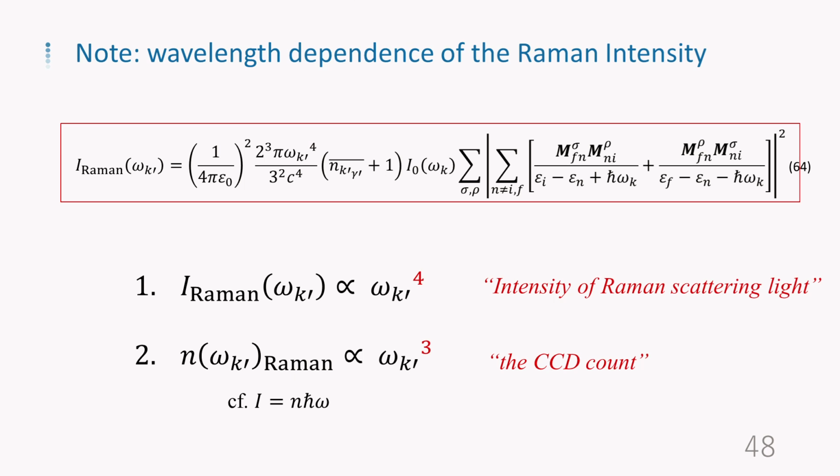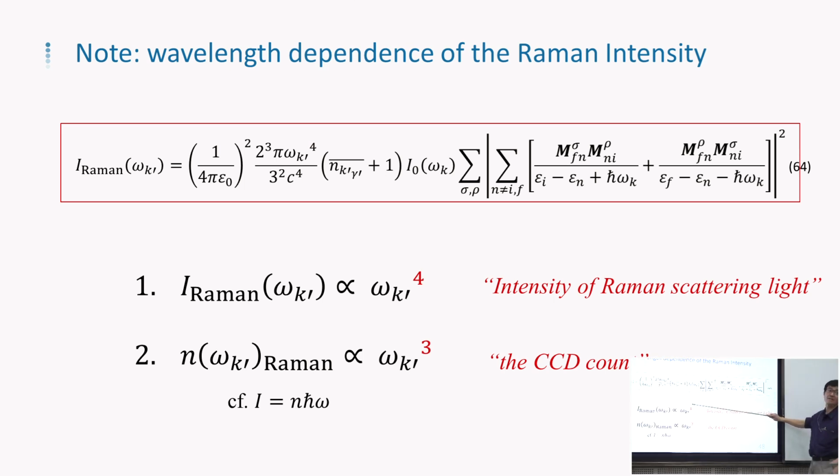One more important note. I explained that Raman intensity is in proportion to the fourth power of the Raman scattering frequency. Okay, it's true. According to this equation, it's true. Raman intensity is in proportion to the fourth power. This is the intensity of the Raman scattering light.